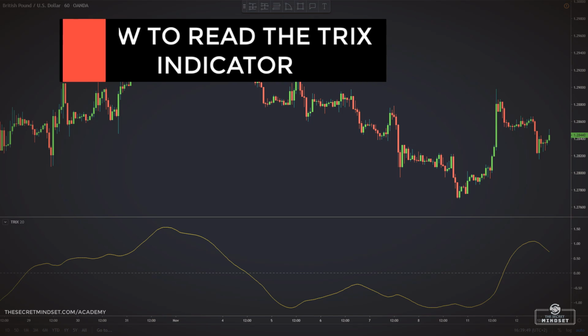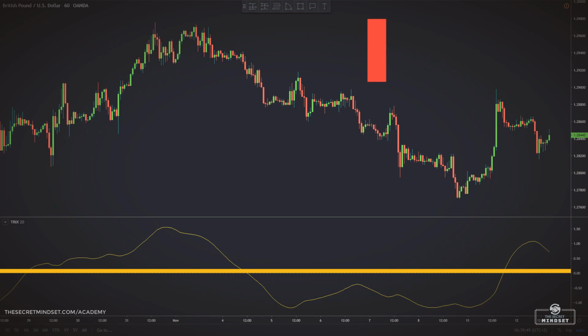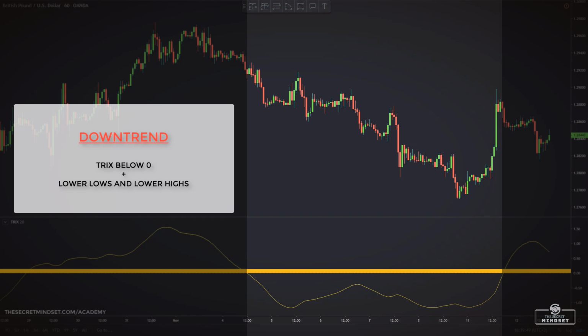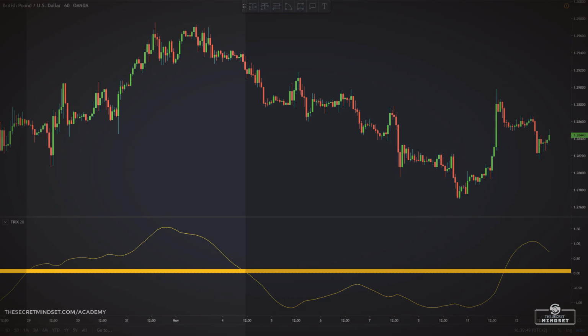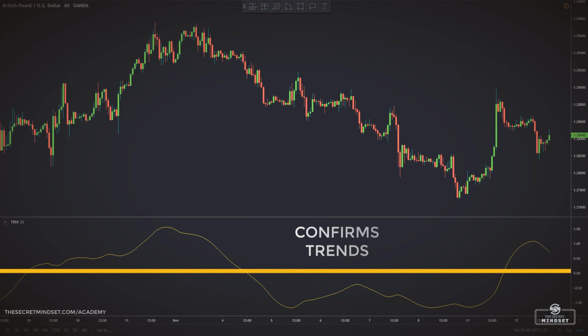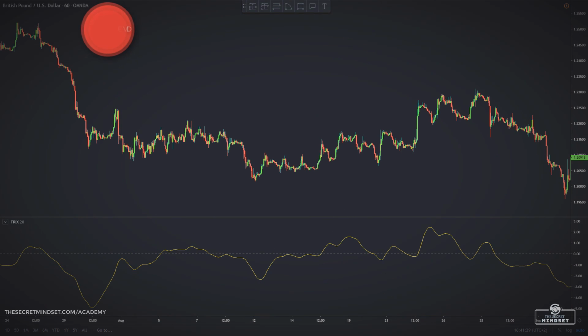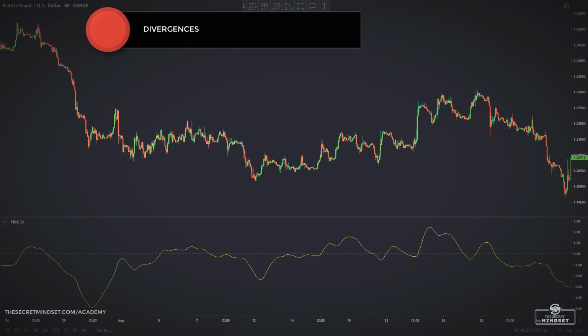Now, how to read the Trix indicator? The zero level on the indicator is used as a baseline. When the Trix is below zero, and especially when it's moving lower, the trend is considered down. When the Trix is above zero, and especially when it's moving higher, the trend is considered up. Trix helps to confirm the trends, indicates when a trend reversal may be underway, and can also be used to generate trade signals.